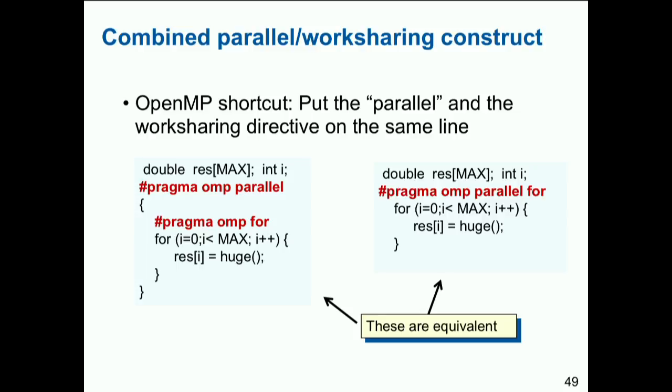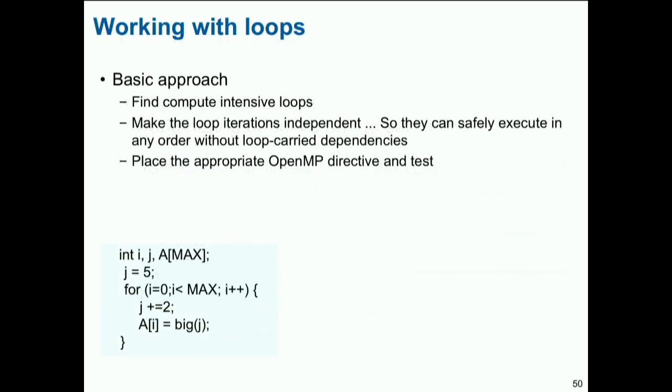Not important. This is the shortcut I talked to you about. And here's the slide for that. You don't need to write two lines. You can write it in one line. But that's all. These are equivalent. This is the shorthand for putting an omp for inside an omp parallel region. OMP parallel for. This is probably the most commonly used construct in all of OpenMP, by the way. All right.